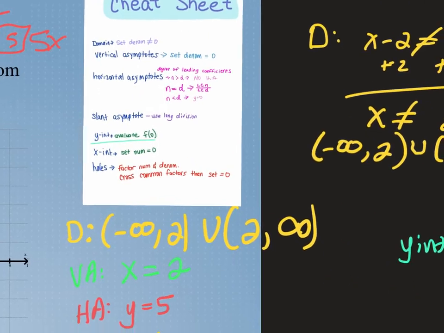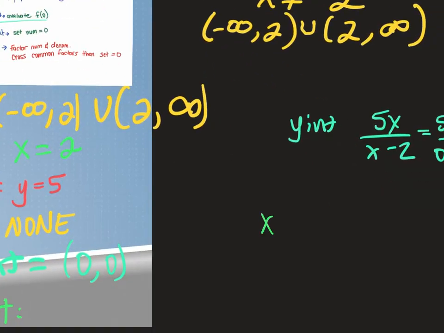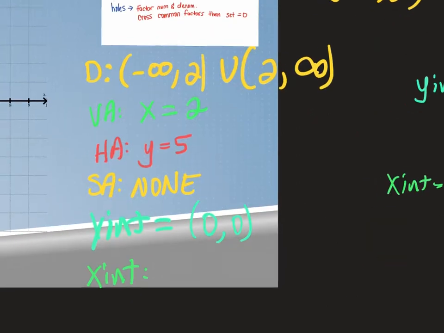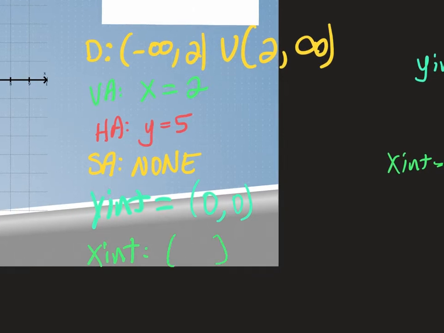Set the numerator equal to 0. Okay, so x-intercept. My numerator is 5x. 5x equals 0. Divide by 5. X equals 0. So what happens to be my x-intercept? 0, 0, right?